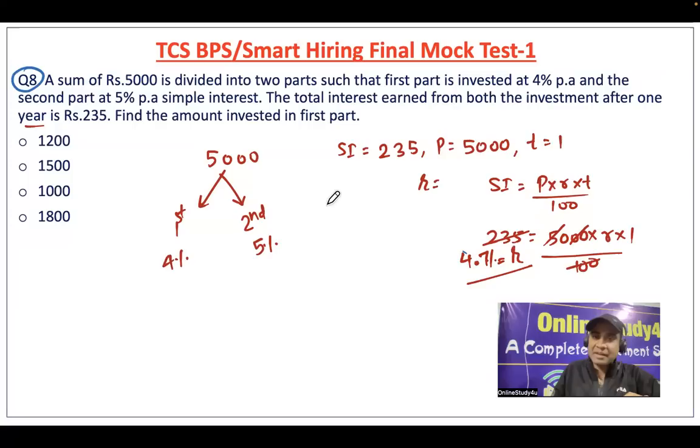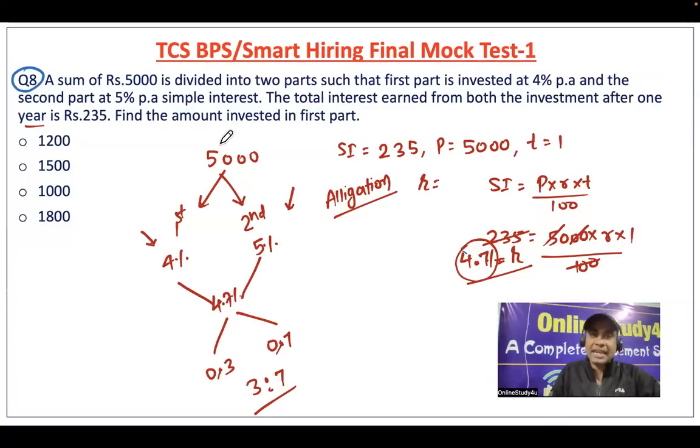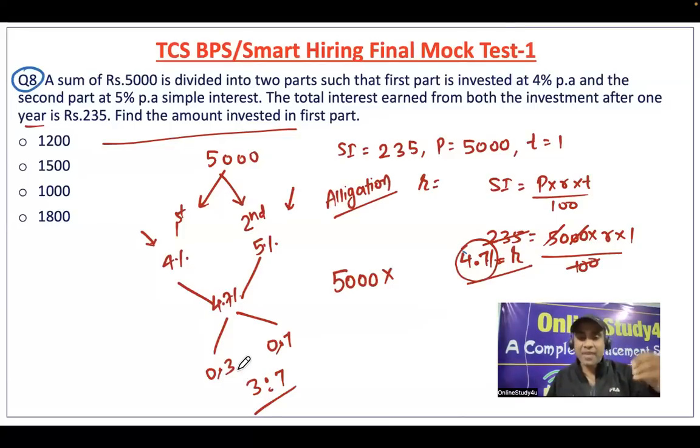Now I will be using the alligation method to solve. In the first part the rate is 4%, second part we have 5%. And the cumulative rate for a year is 4.7%. Now just subtract it. So this will be 0.3 and this will be 0.7. So I could say 3:7, because the decimals will get cancelled. Now, to find the amount invested in the first part, 5,000 rupees is the total amount. It was divided in a 3:7 ratio. The first part is 3 out of the total, right? Now 10 and 10 cancel.